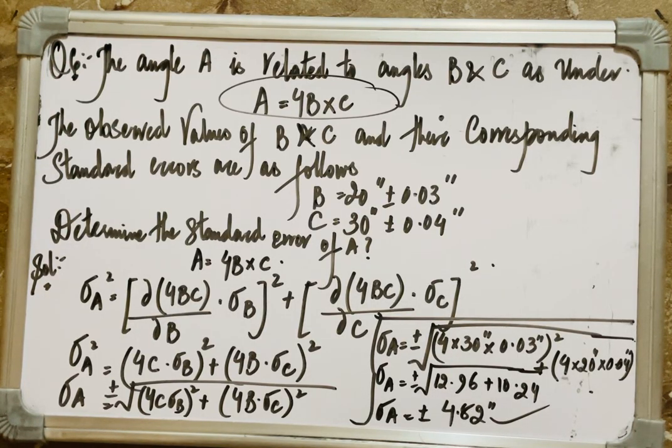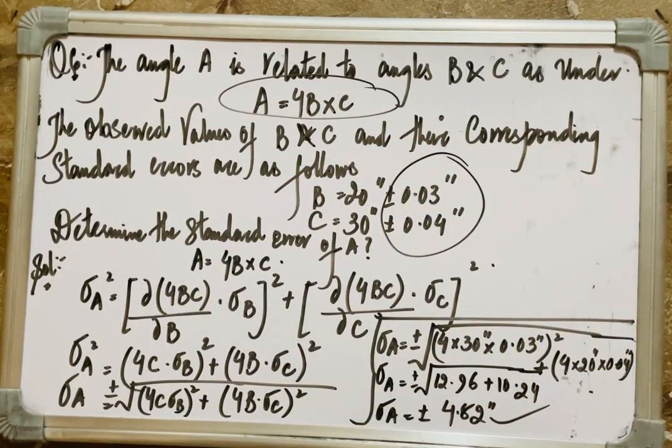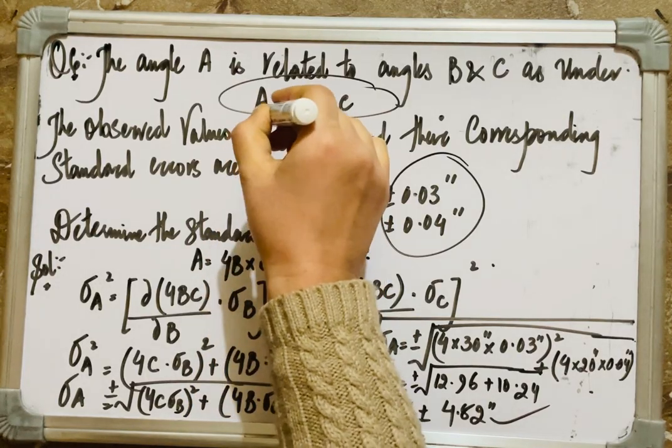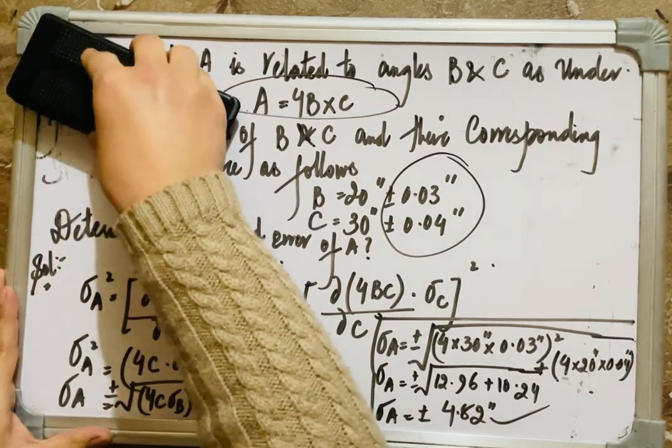All right, so this was the question. We had a relation between the angles A, B, and C. These were the values of the angles B and C along with their standard errors. I had to calculate the standard error in A, and by applying the same principle of differentiating the observed quantities and then summing them up to find the propagation of standard error in the derived or computed quantity, it came out to plus minus 4.82 seconds. All right, moving on, let's do question number 7.